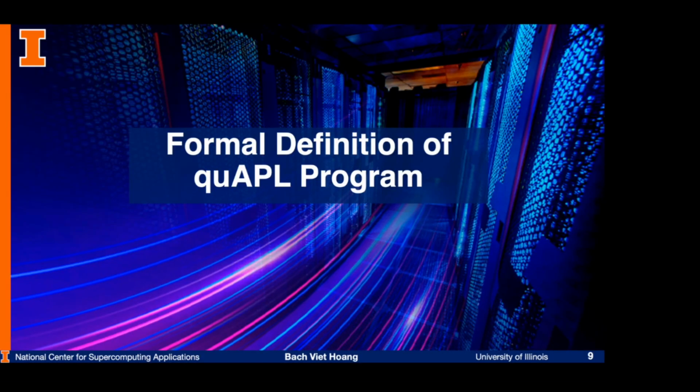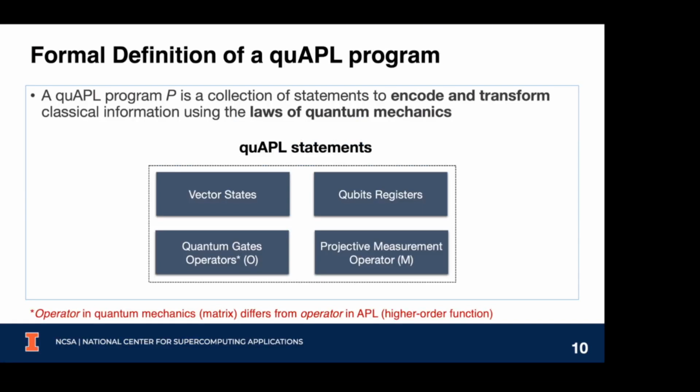Now I will present some formal definitions of QAPL programs. A QAPL program P is a collection of statements to encode and transform classical information using the laws of quantum mechanics. QAPL statements have four types: the vector states, the qubits, the quantum gate operators, and the projective measurement operators. Note that the operator in quantum mechanics differs from the operators in APL.